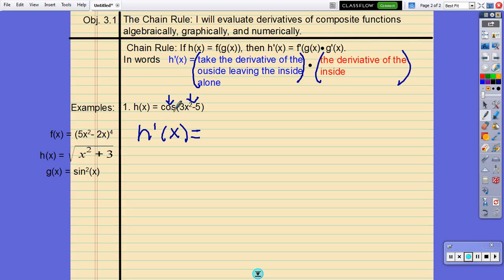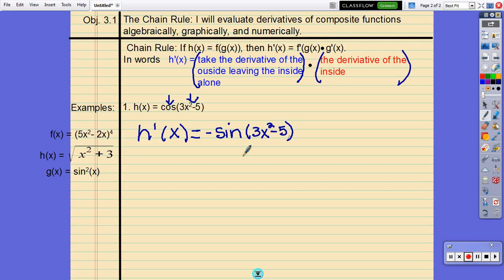So if this were simply cosine of x, if there were not this complicated 3x squared minus 5 inside, if it were just cosine of x, the derivative of cosine, you guessed it, would be negative sine. So I am taking the derivative of the cosine, which is negative sine. And I need to leave the inside alone. So I will copy the inside and leave it alone. I will not change it at all.